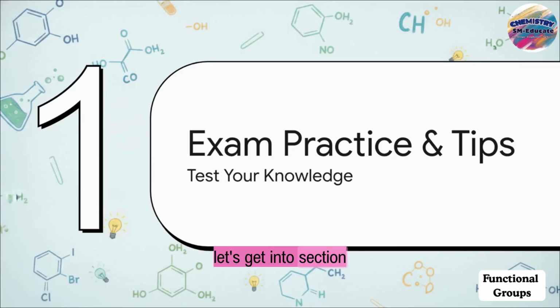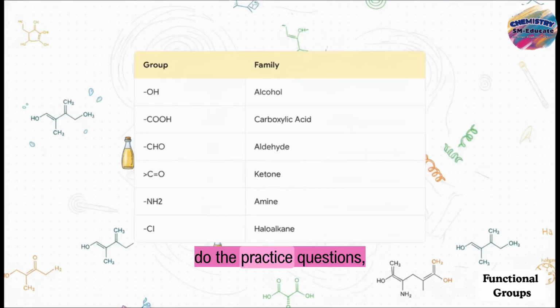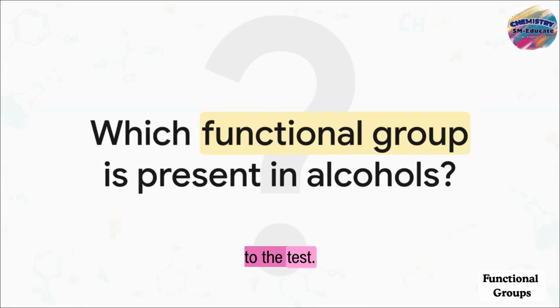All right, let's get into Section 4, Summary and Board Exam Practice. It's time for a little stress test. Before we do the practice questions, I want you to literally take a screenshot of this right now. This table maps our 6 functional groups directly to their chemical families. Memorizing these 6, the hydroxyl, carboxyl, aldehyde, ketone, amino, and halo groups is going to make all your future organic chemistry topics a total breeze. Seriously, keep this handy when you're studying. Let's put that knowledge to the test.